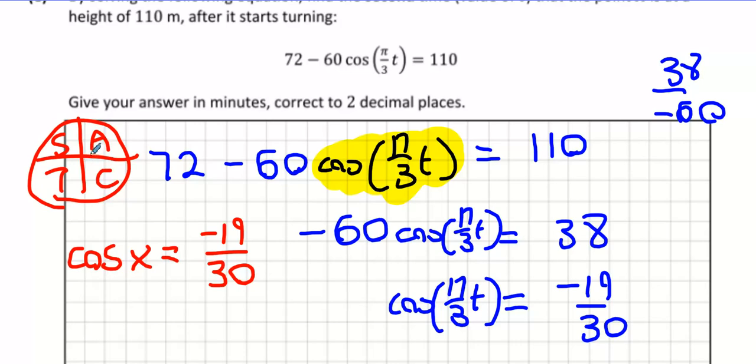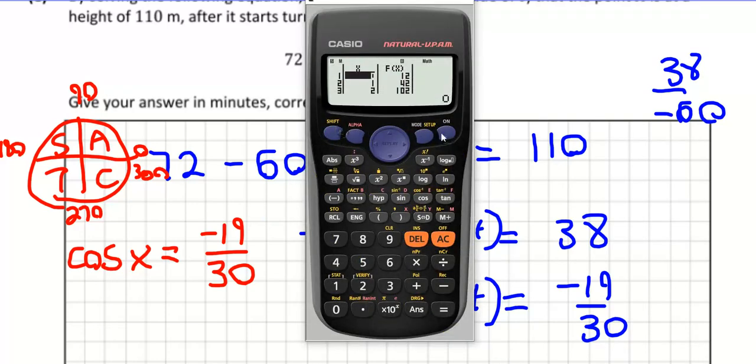We have one problem, however. This entire system is in what? Radians, not degrees. So when we get the answer in degrees, we're going to need to convert it into radians. Let's do that. 0, 90, 180, 270, and 360, right? So let's cos inverse that in degrees. Shift, mode, setup, degrees. Okay, shift cos inverse. What's it? Minus 19 over 30? Or I do 19 over 30 usually myself.